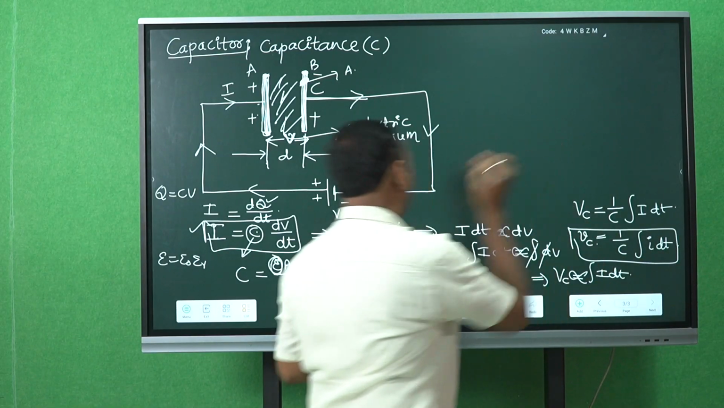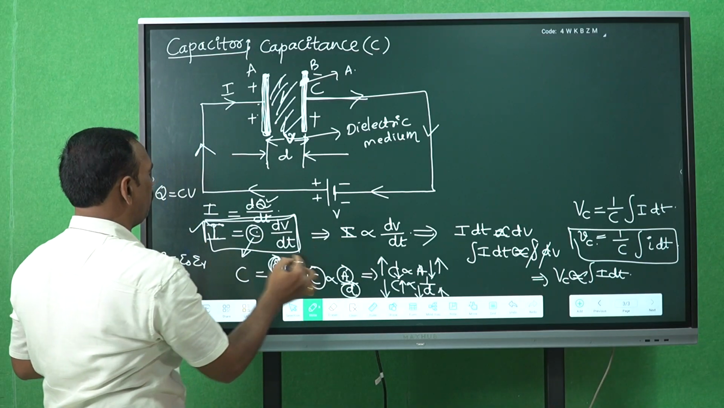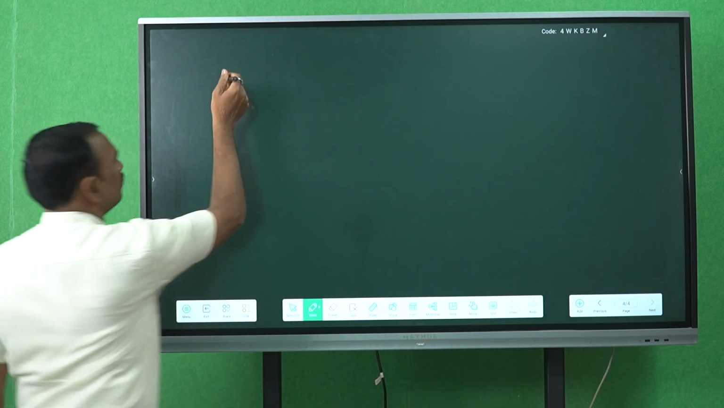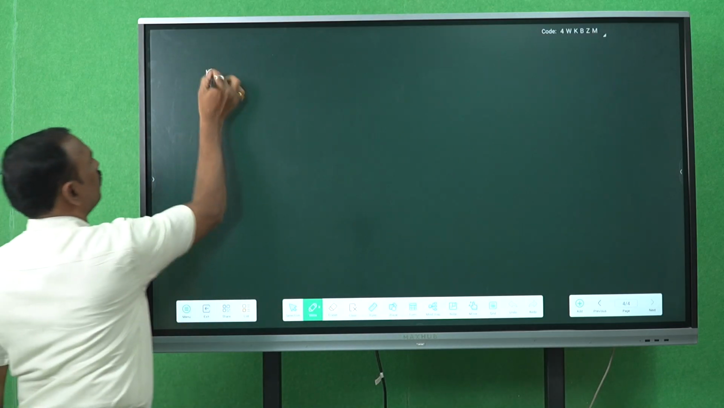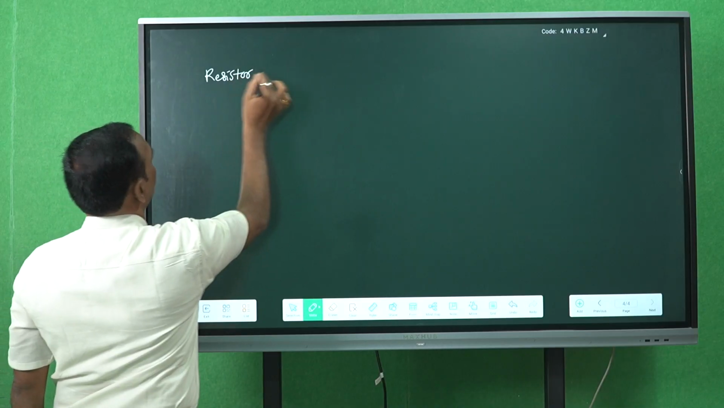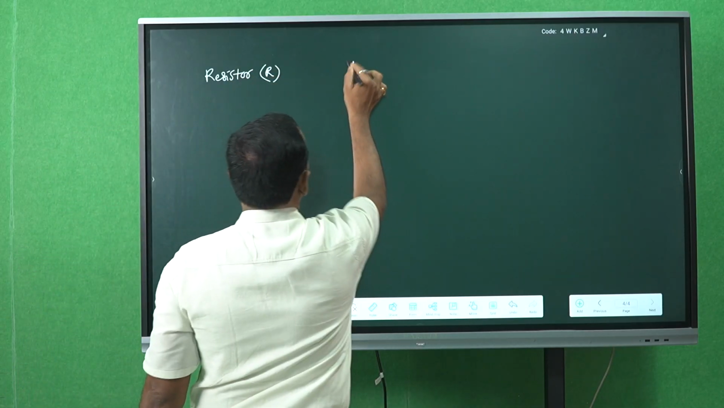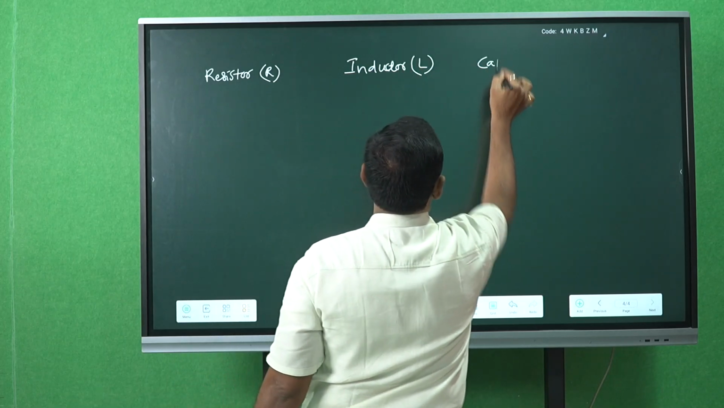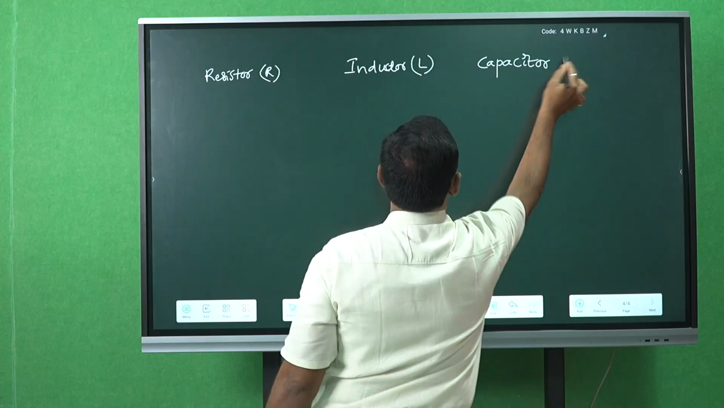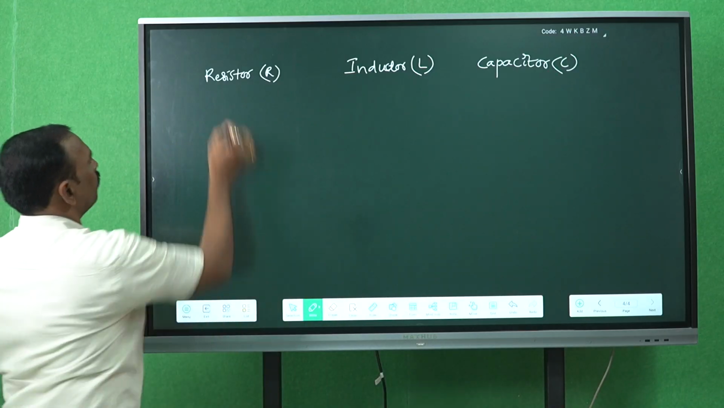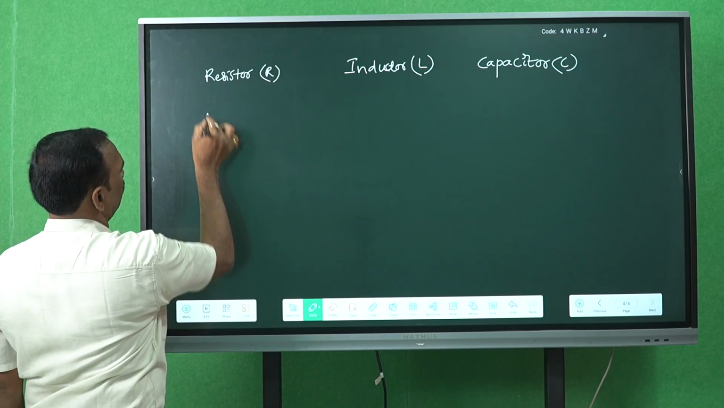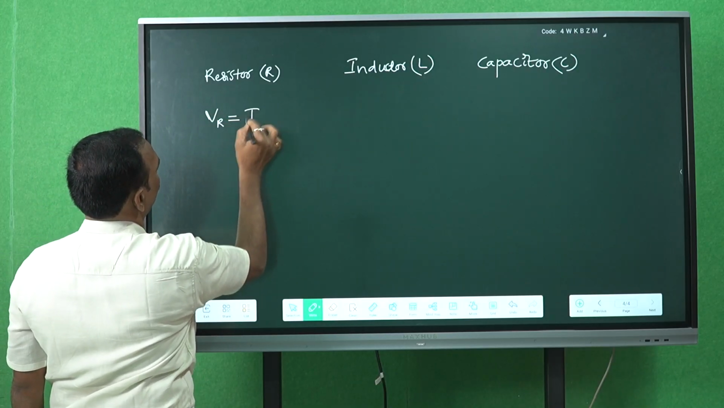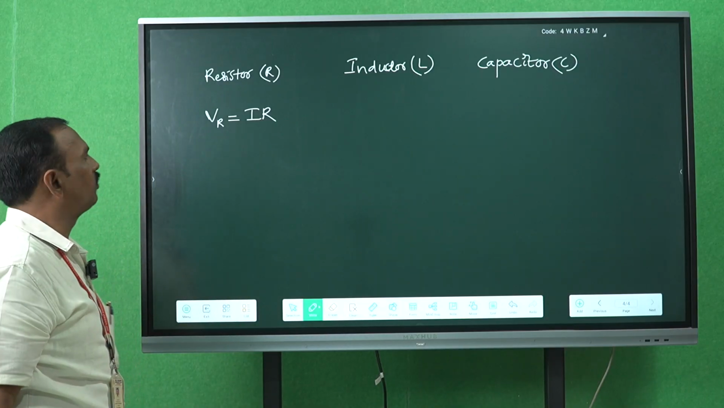Remember all these equations: voltage across the capacitor, current passing through the capacitor. Finally, I will note down the voltage and current relationships in resistor R, inductor L and capacitor C. Now, the voltage across the resistor is VR equals I into R. The voltage across the resistor is equal to I into R.